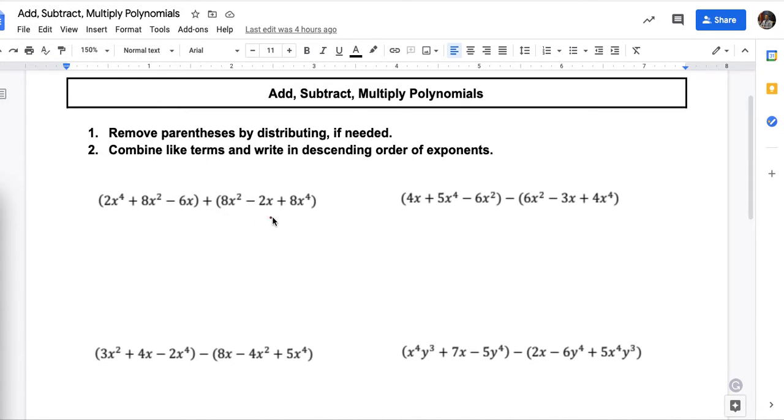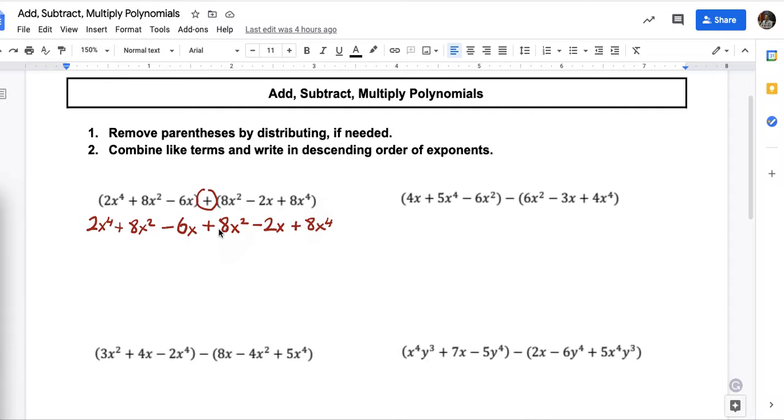In this first example, we've got two polynomials, each in parentheses, and right in the middle there's an addition. So we're adding this polynomial to this polynomial, and we can just rewrite this without parentheses because it's an addition problem. The first side is 2x to the 4 plus 8x squared minus 6x. We are adding 8x squared, we are adding negative 2x, and we are adding positive 8x to the 4.